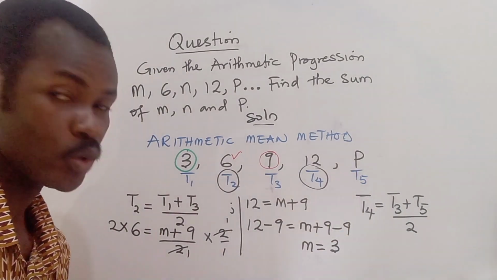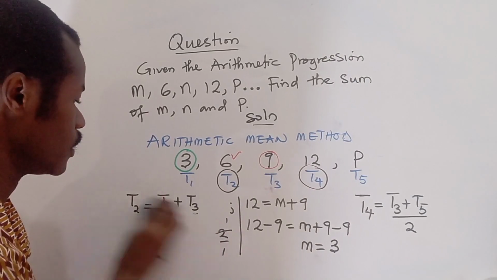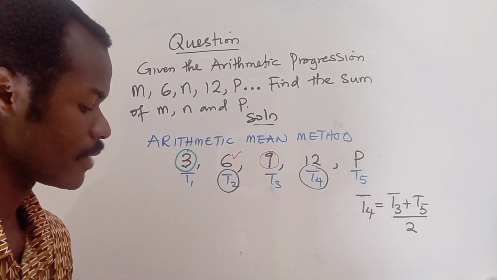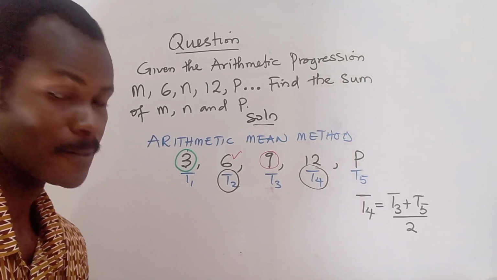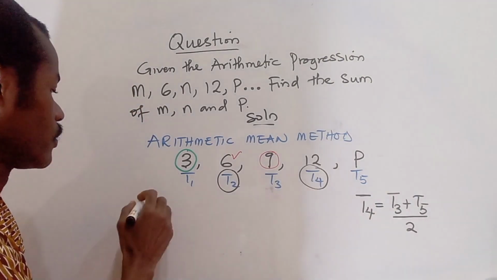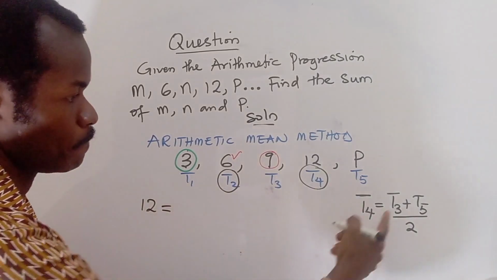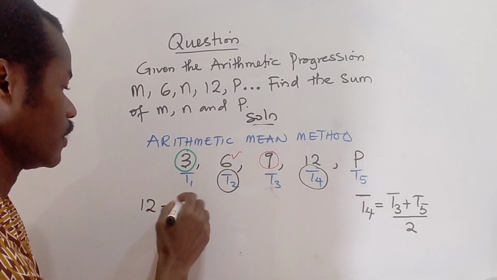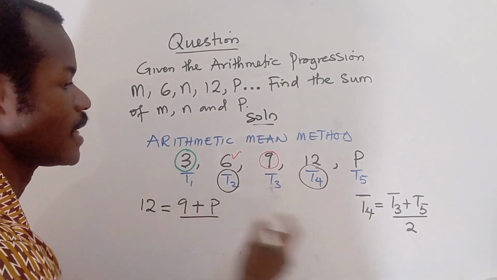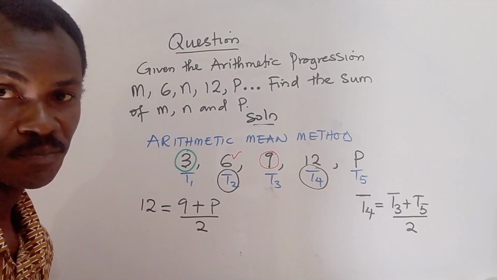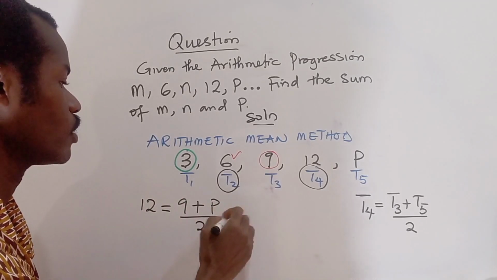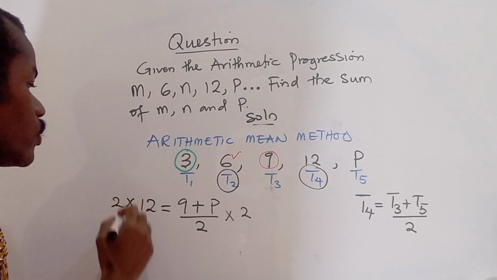Now finally, we want to solve for the value of p, using our arithmetic mean. Now let's look at what the equation has. We have our fourth term, which is 12. Let me write that down: 12 equals our third term, 9, plus our fifth term, p, divided by 2. Just like in the case of t1 when we were looking for n, I'm going to multiply this by 2 and multiply this by 2.